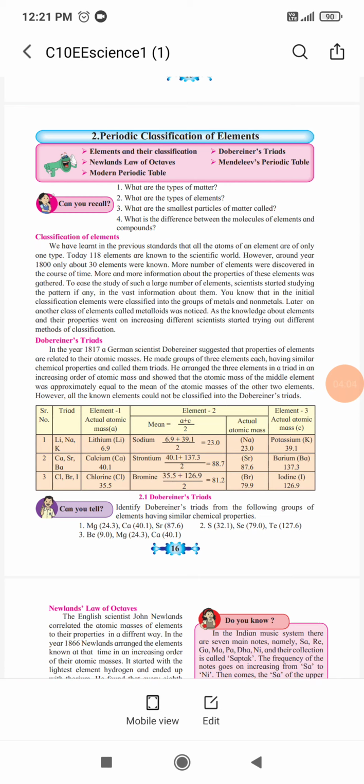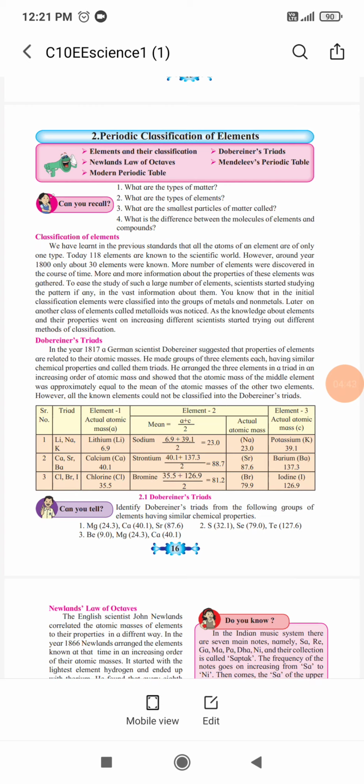In the second case, sulfur and thallium, that is 32 and 127. You will add 127 and 32, it is nearly 159. You will divide 159 by 2, so you will get around 75 or 65 something. So 65 and 79 we can't say as a property related to the Dobereiner triad. We can't say it as a Dobereiner triad.